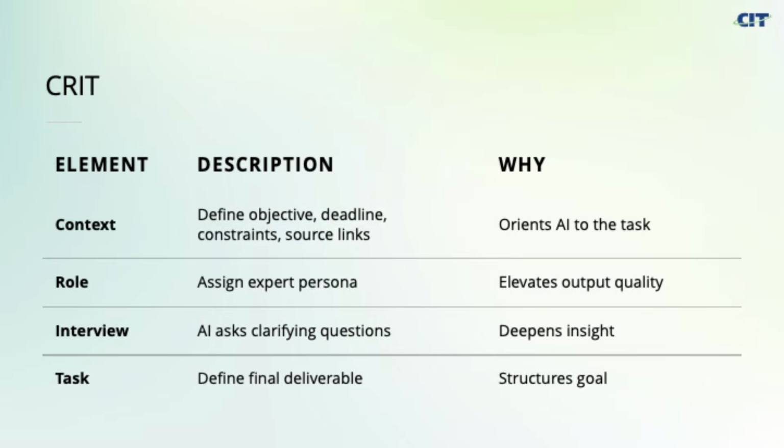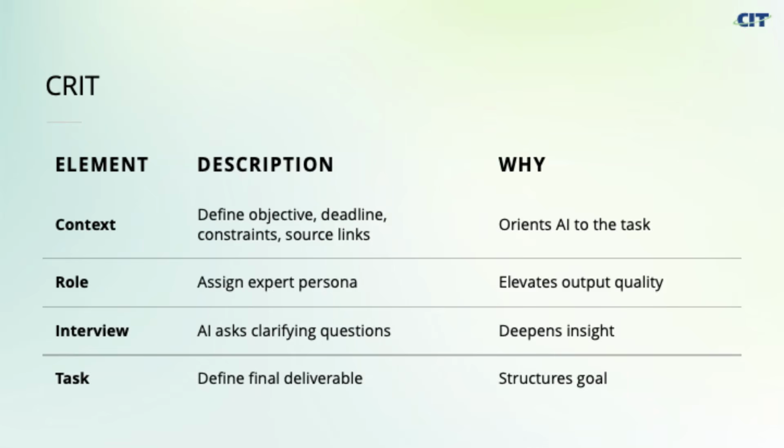Let's start by going over the CRIT framework. CRIT is what you use when you need the AI to act as a thought partner or help with complex or ambiguous problems. C stands for context. Define the objective and constraints. In other words, tell the AI.